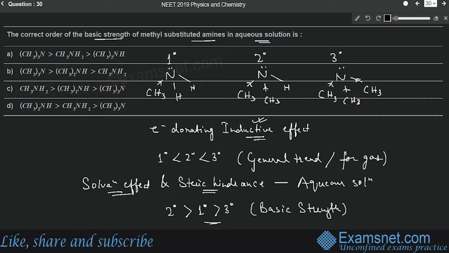Therefore, which option will be correct? 2 degree, that means 2 methyl groups. So this last one, then 1 degree, that means 1 methyl group, and then 3 degree, that means 3 methyl groups. So option D will be the correct answer.